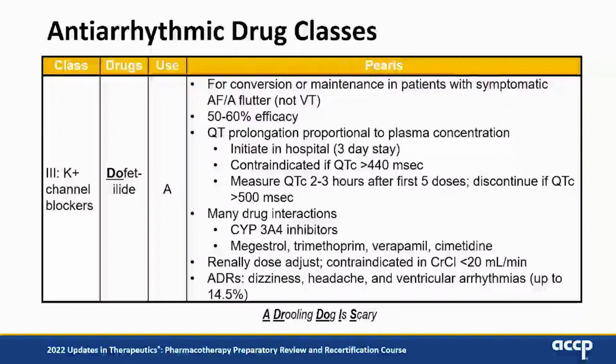It has a number of drug interactions, both through CYP3A4 and also through competition for tubular secretion, so things like megestrol, trimethoprim, verapamil, cimetidine. Dofetilide requires renal dose adjustments and is contraindicated in a creatinine clearance of less than 20. And the main side effects are dizziness, headache, and then of course the concern for ventricular arrhythmias, which were very high in some studies. So if you have a patient on dofetilide, it is so important to really stay on top of their electrolytes and make sure we keep their potassium at least 4 and their magnesium at least 2.